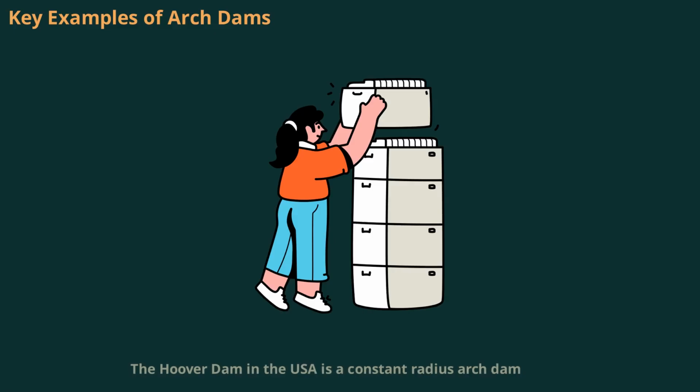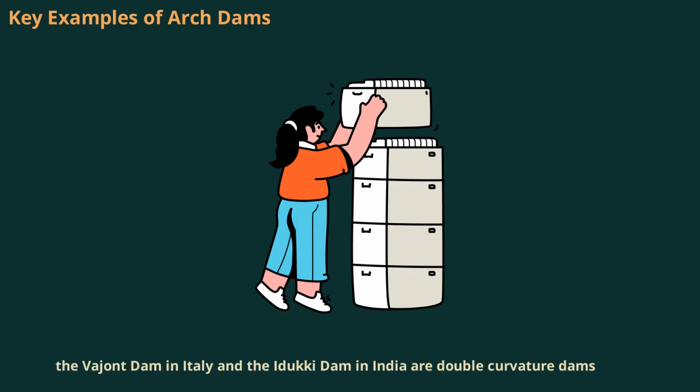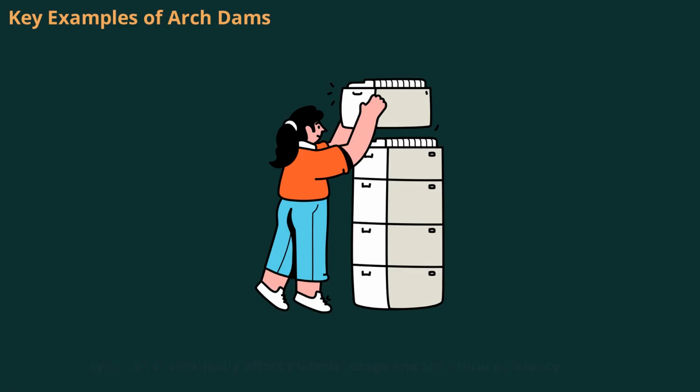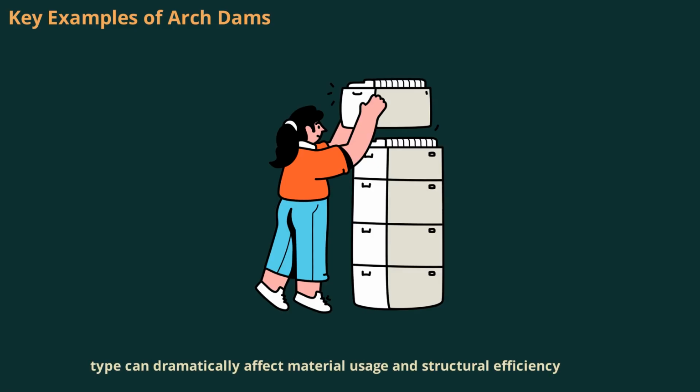Some of the world's most famous arch dams showcase the advantages of these designs. The Hoover Dam in the USA is a constant radius arch dam, notable for its massive base thickness. In contrast, the Vajont Dam in Italy and the Idukki Dam in India are double curvature dams, achieving remarkable heights with much thinner bases. These examples highlight how the choice of arch dam type can dramatically affect material usage and structural efficiency.